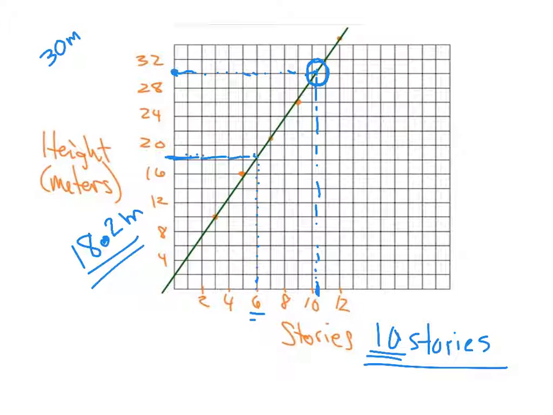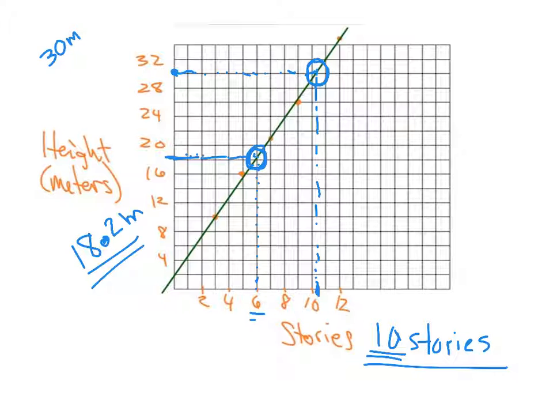So again, people, notice there's no data point here. No data point there either. So our line is able to make predictions between the data points. That's what line graphs are really good at. They're good at making predictions.